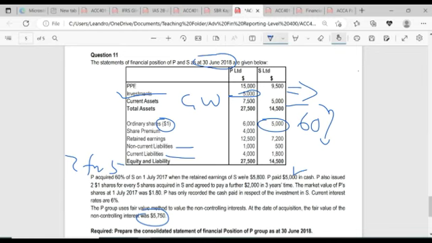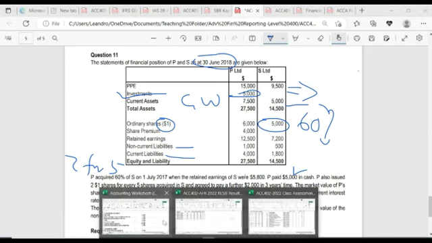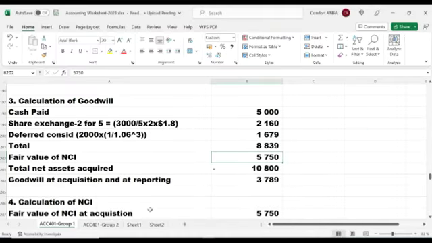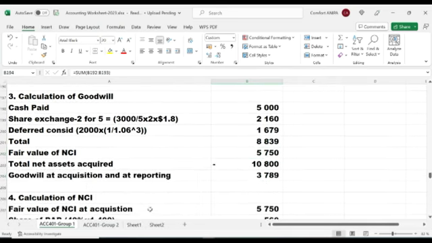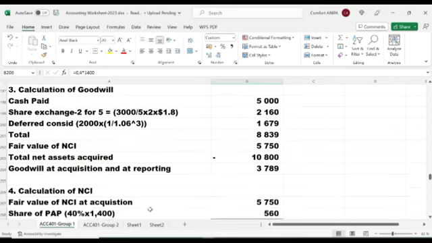Non-controlling interest is 5,750. So it's given already. What I was doing was on the assumption that you were not given. But when you are given, use it. So we've been given the fair value of NCI. We add it to the purchase consideration. Our total net asset, we calculated it here. This is our total net asset. And therefore we deduct it, and then we have goodwill of 3,789. Nothing was said about impairment of goodwill, so it means this is goodwill at both acquisition and at the reporting date. It is not impaired. So it's the same amount for the consolidated financial statement.